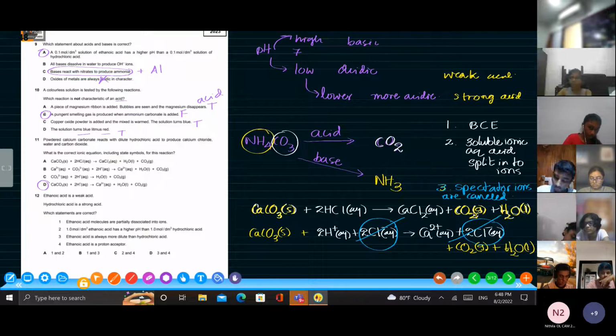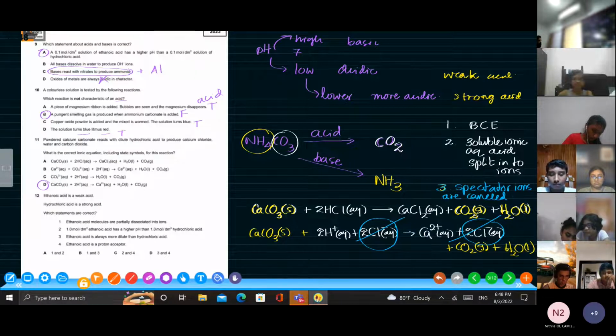NH4CO3 reacts with acid and bases both. So can't we see it as amphoteric? Yeah, that's a good suggestion. But we can't call it amphoteric because amphoteric substances will give the same gas reacting with acid or base.